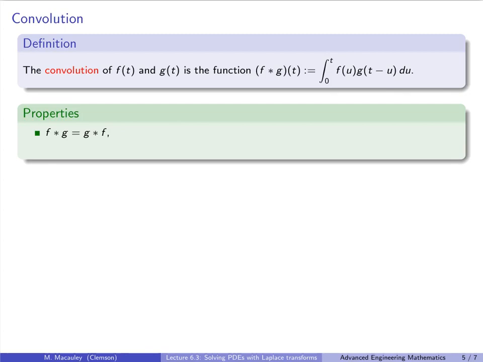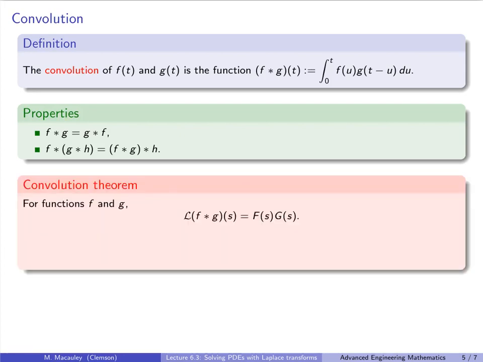The first one is perhaps surprising, because it's not at all obvious that if you switch the roles of f and g, you get the same thing. But the first one says it's commutative, f star g equals g star f. And the second one says that it's associative, so f star g star h equals f star g star h. Also not clear at all that either of these properties hold.